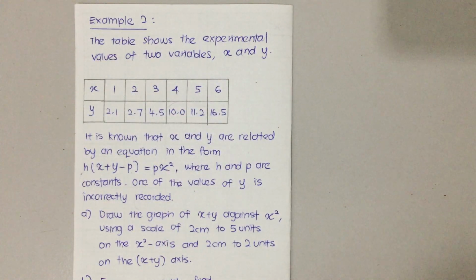It is known that x and y are related by an equation in the form h(x + y - p) = px², where h and p are constants. One of the values of y is incorrectly recorded. Draw the graph of x + y against x² using a scale of 2 cm to 5 units on the x² axis and 2 cm to 2 units on the x + y axis.